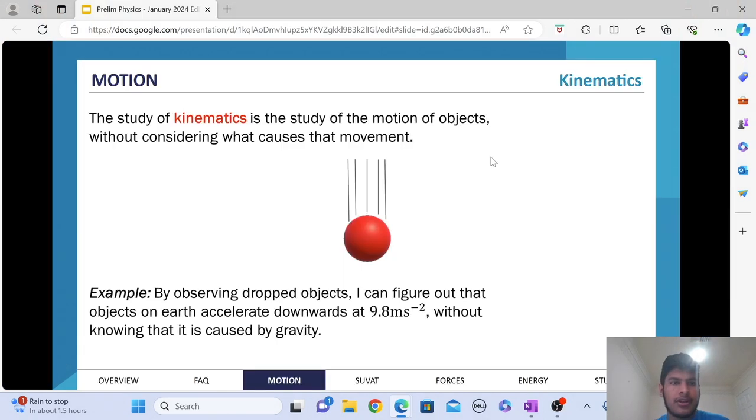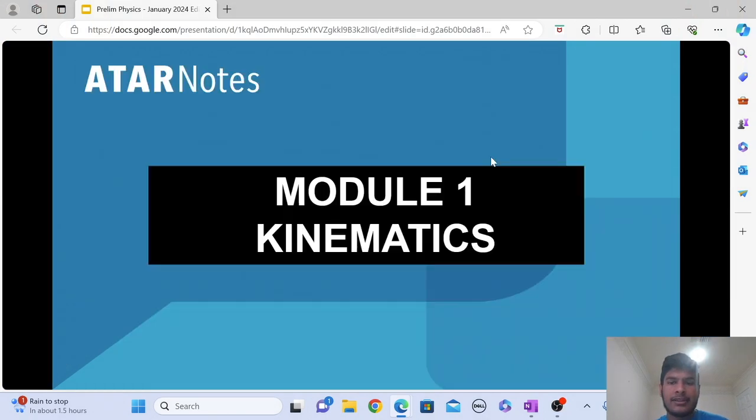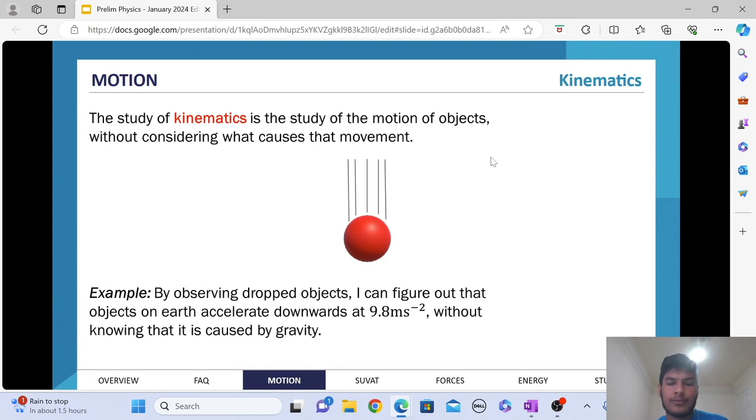Kinematics. Kinematics may seem like a scary word, but it's quite straightforward. The study of kinematics is the study of the motion of objects without considering what causes that movement. So there are two parts: kinematics and dynamics. Dynamics is interested in the forces that are involved on the system, whereas kinematics is only interested in the motion. So, how fast is something going, how far has it gone, what's the acceleration, things like that.